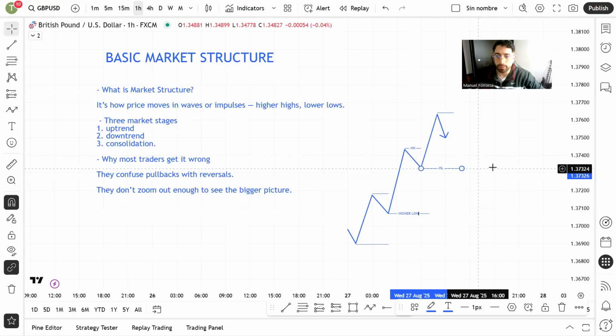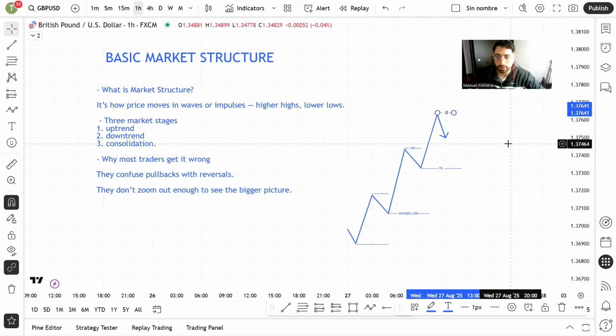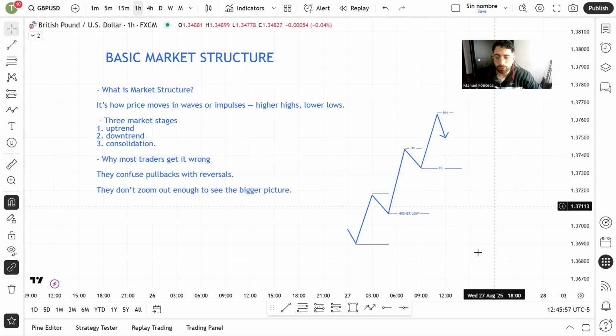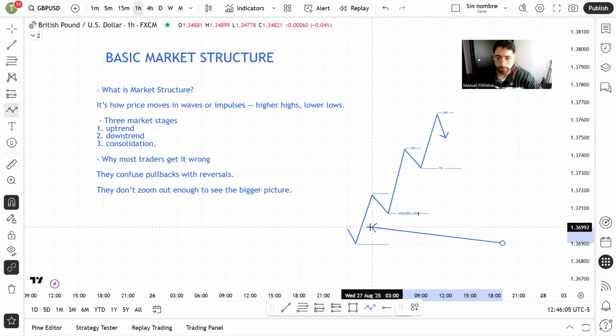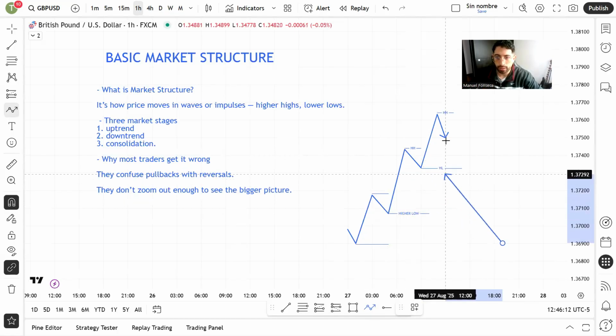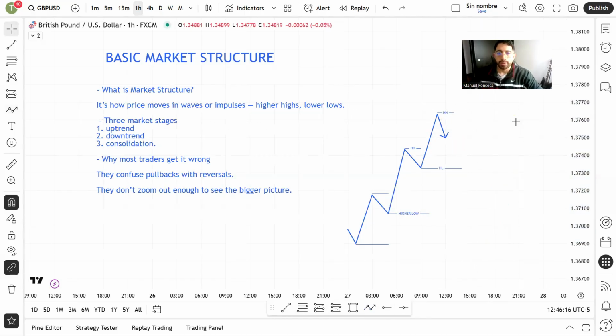So little by little, we start seeing that the price is building up a certain structure, right? And this structure that the price is building, as in this example, is called a bullish trend, correct? So we have here simply a low, then a high, then a higher low, higher high, higher low, higher high, and so on. This is how we need to understand it.